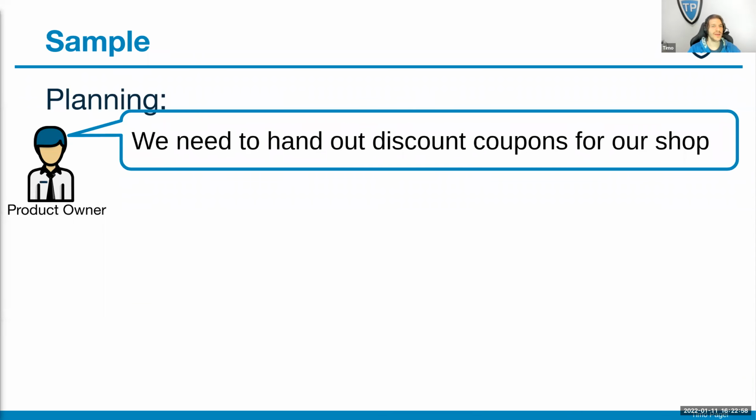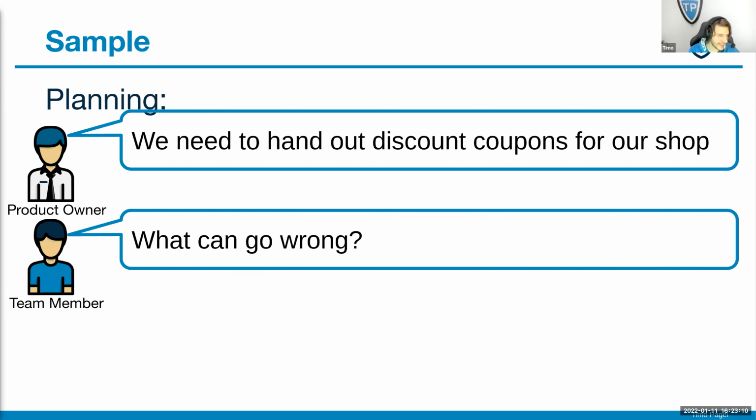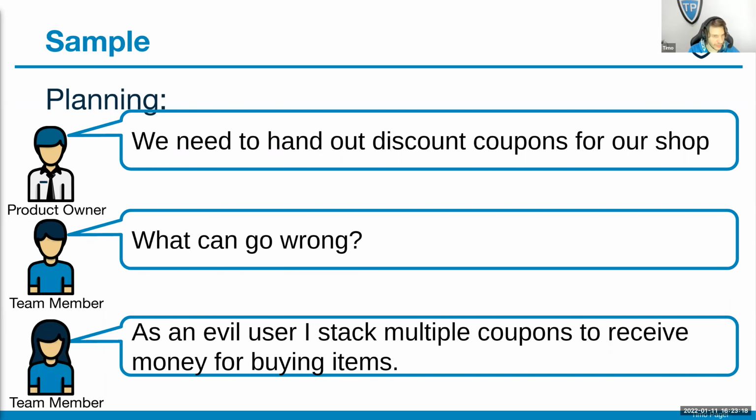Okay, then here is just an example. So you have the business feature. We need to hand out discount coupons for our shop. Then one team member should ask, maybe the security champion, what can go wrong here? And then another team member claims that as an evil user, I stack multiple coupons to receive money for buying items. So that is one of the worst cases here.